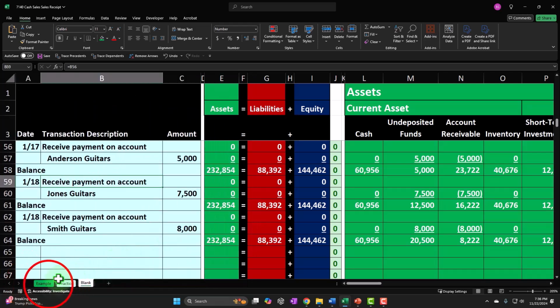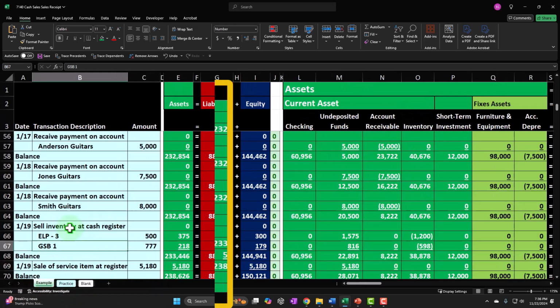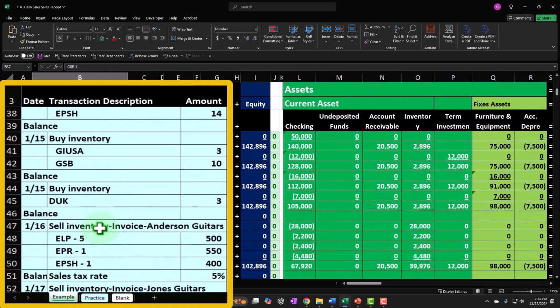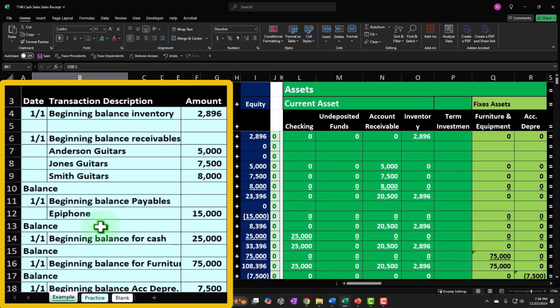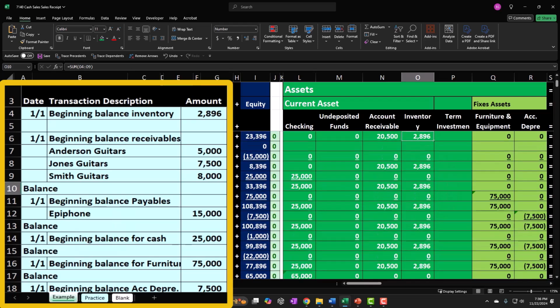Let's go to the example tab to get an idea of what we will be doing this time around. Quick recap of what we have done. We started off using our accounting equation as a type of trial balance, the accounts that we will be populating in order to then create our financial statements from. We put in our beginning balances, imagining that we had a prior accounting system and we wanted to pull in those beginning balances using our current system with the accounting equation.